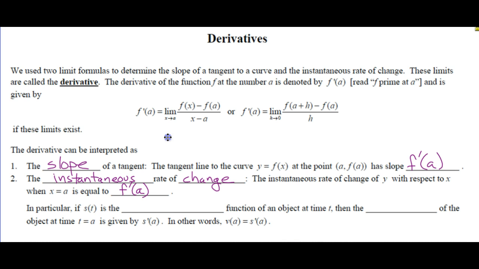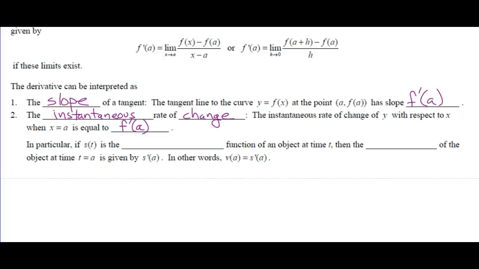In particular, if s of t is the, what did we call s of t? Starts with a p. Ends with an n. Position. Position function of an object, right? It's just saying where it is, right? What is its displacement? So in particular, if s of t is the position function of an object at time t, then the blank of the object at time t equals a is given by s prime of a.